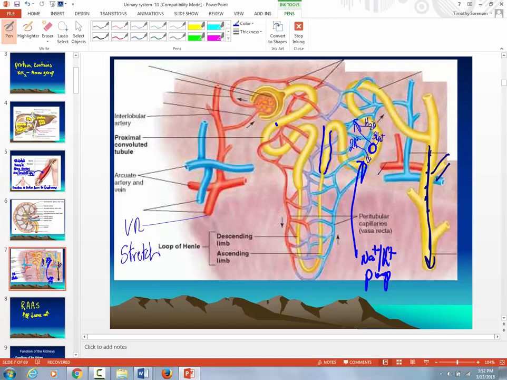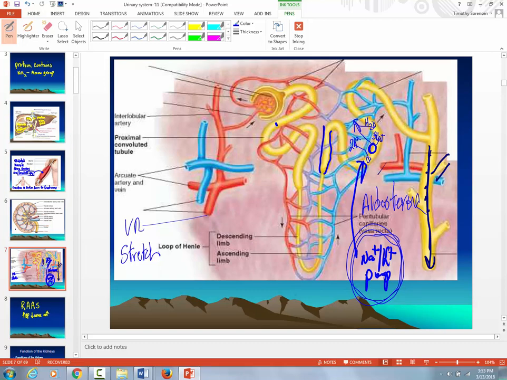Well, I'll just tell you. I'll circle it. And what stimulates the sodium potassium pump in the distal convoluted tubules? Aldosterone. So watch. Oh, Timmy's relating. Don't be hating.